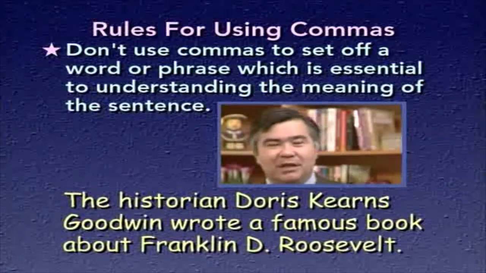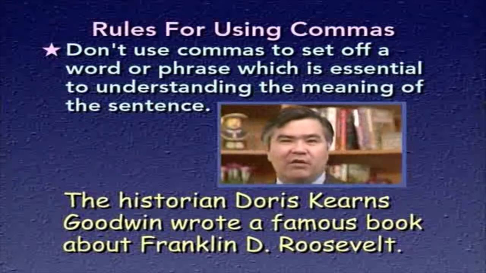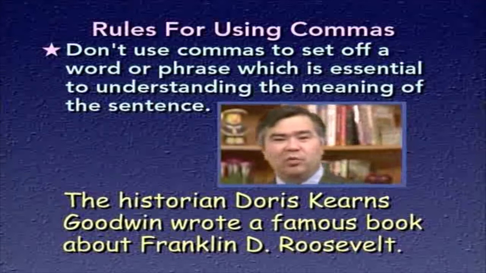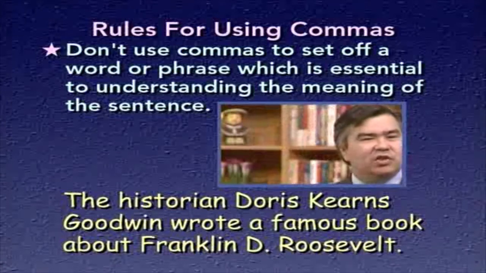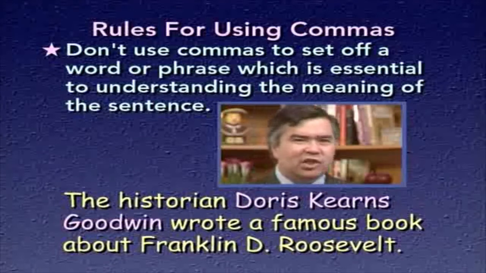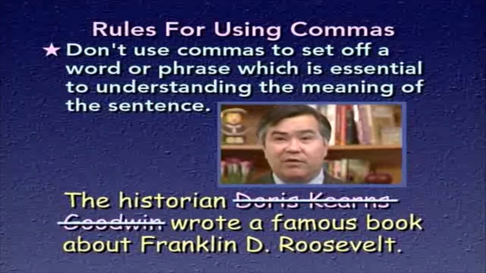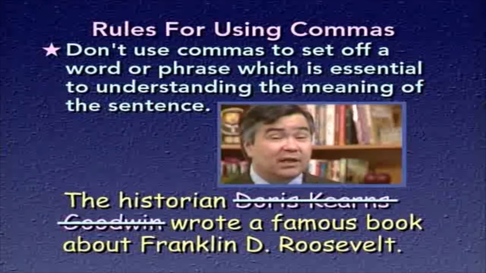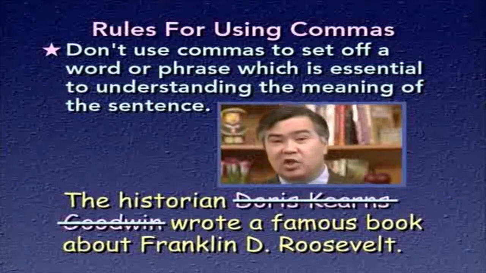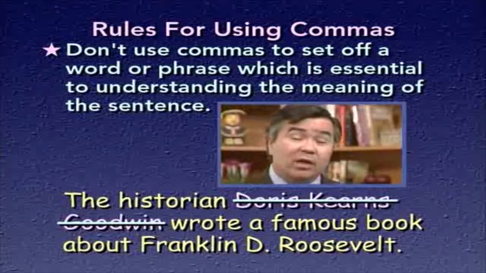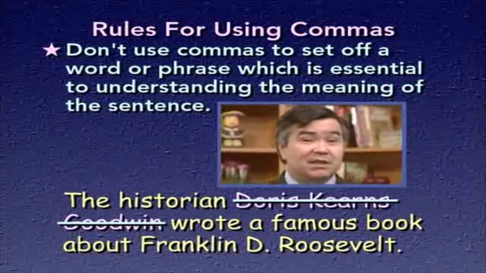Let's look at this example. The historian Doris Kearns Goodwin wrote a famous book about Franklin D. Roosevelt. Now, the sentence is saying that Doris Kearns Goodwin wrote this famous book, but it begins with the words "the historian," and you might then think that her name, Doris Kearns Goodwin, is a kind of interrupter. If you take away the interrupter, the sentence does still make a kind of sense. The historian wrote a famous book about Franklin D. Roosevelt. But think about what that's saying. Can we tell which historian is being talked about if we leave out the words Doris Kearns Goodwin? We really can't. Now the sentence is saying the historian wrote a famous book, but we don't know which historian, so we don't really understand what the sentence is saying.